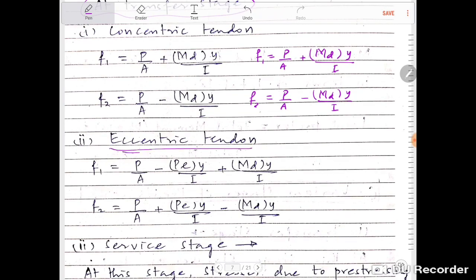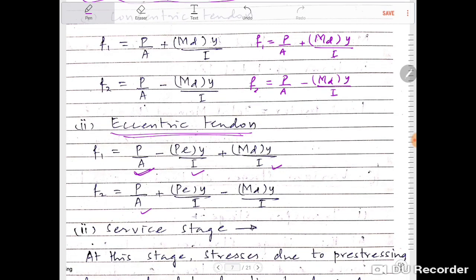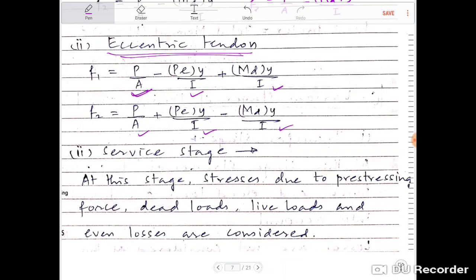In case of an eccentric tendon, at the transfer stage, F1 will be equal to P divided by A, because this is due to pre-stressing, plus PEY by I, because this is due to pre-stressing again, minus of PEY by I plus MDY by I. This is due to the dead load of the member. Then F2 is P by A plus PEY by I. Both these are due to the pre-stressing force. That means you have to take them into the transfer stage, and then you will have another one, that is MDY by I.